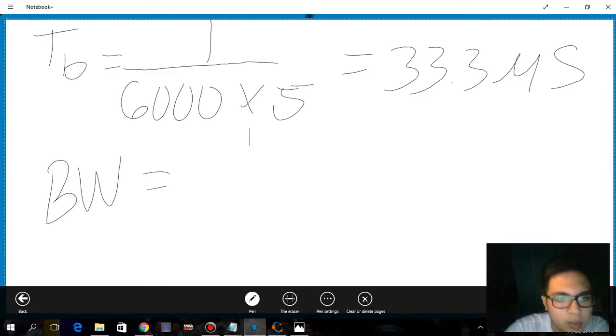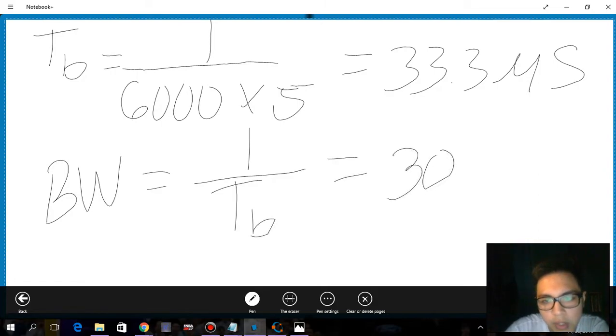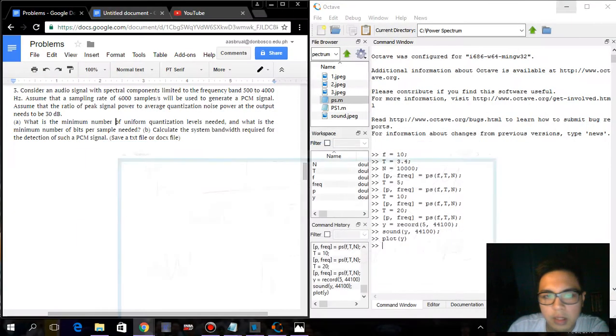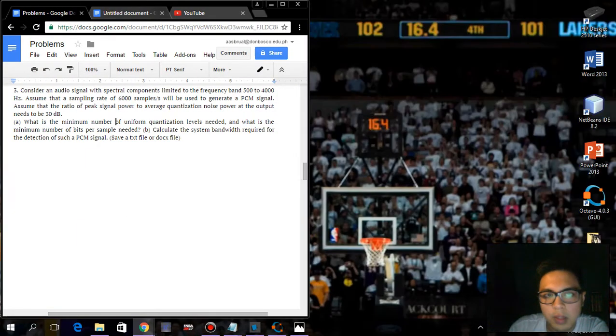Now we know the time duration of the bit, we would be able to get the bandwidth of the system, which is just this reciprocal, and we would get 30.03 kilohertz. That's it.